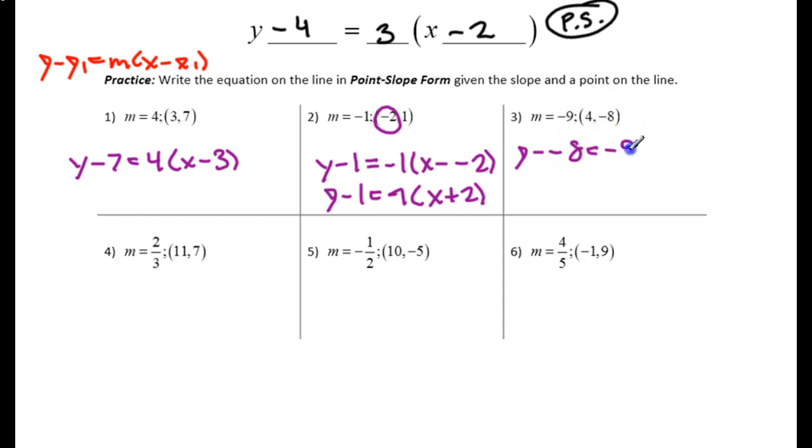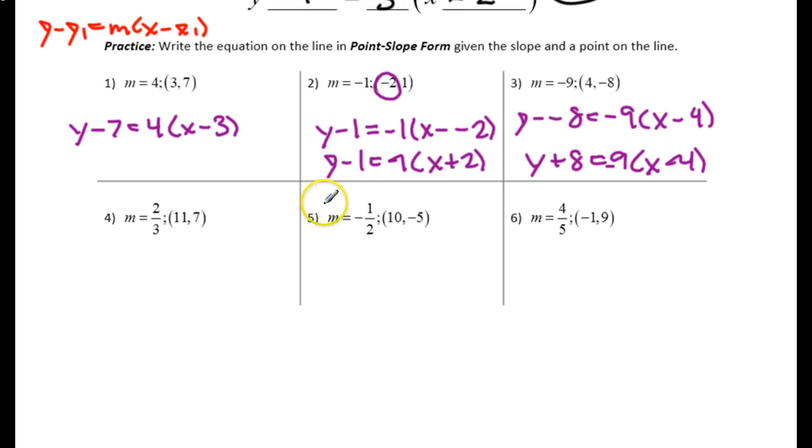Equals, negative 9 is the slope. Parenthesis, x minus, and the x is 4. Let's clean up this double negative. Y minus negative 8 really just means y plus 8 equals negative 9 parentheses x minus 4. Okay, just that simple. Alright, now down here it's going to look a little different, but it's the same process.